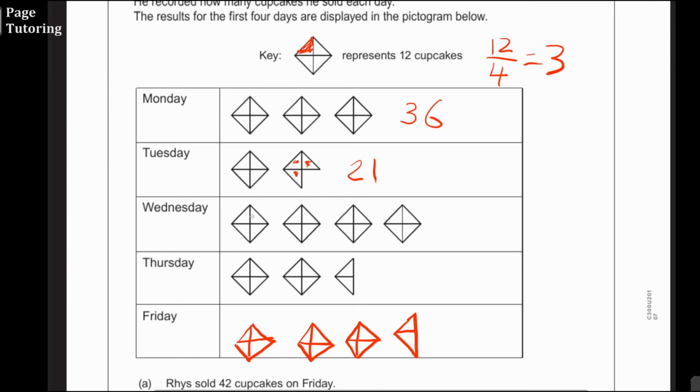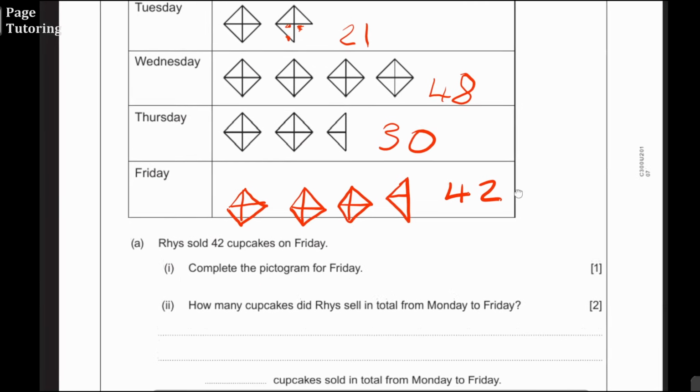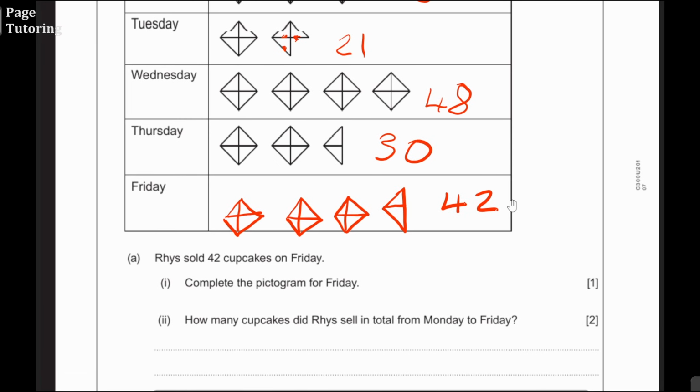The next one, 12, 24, 36. The next one again, so that's 24 plus 6, so that's 30. And we've already been told that Friday is 42. They're being nice. So now it's saying how many did he sell in total? So we're just going to add up our numbers.